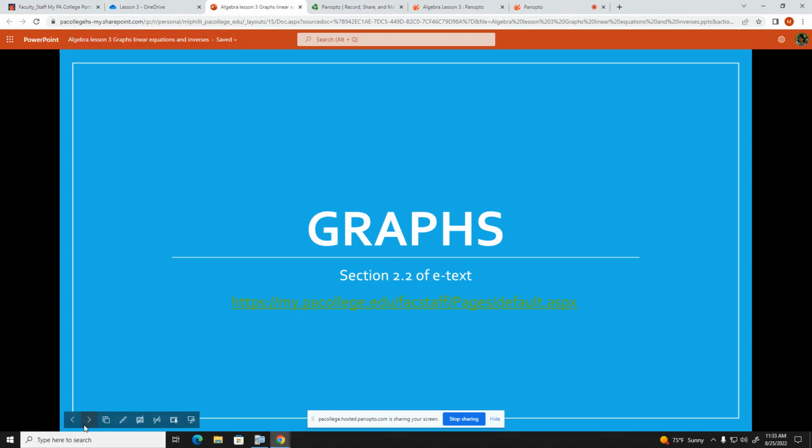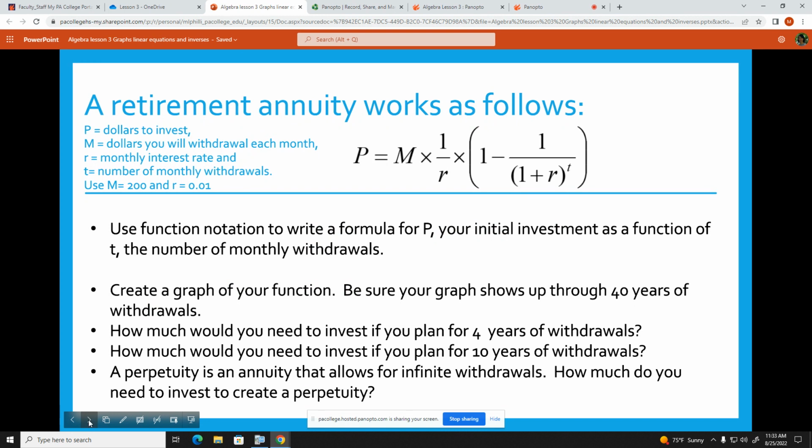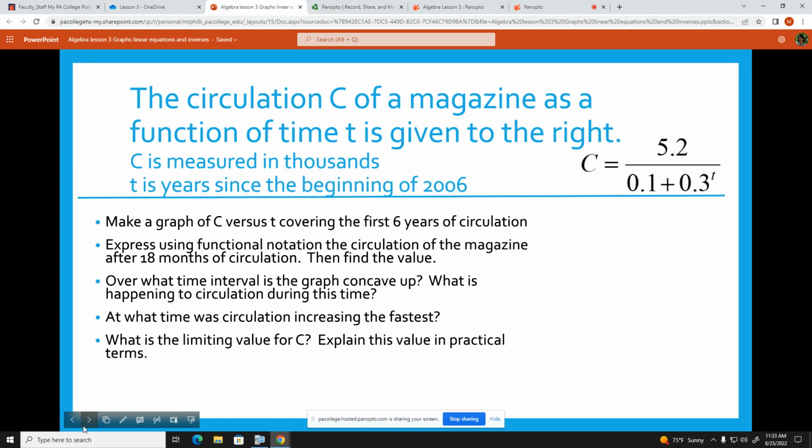In this video, we are going to look at one specific graph. So let me move ahead to this example. We are given a function that tells us the circulation of the magazine as a function of time.